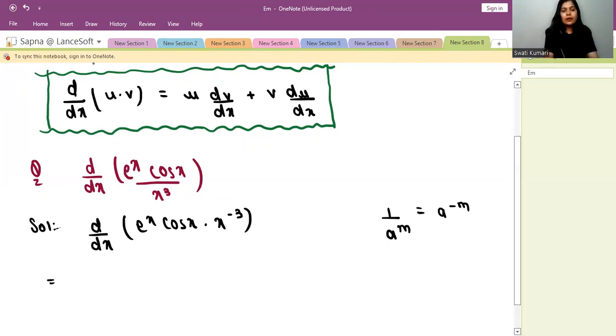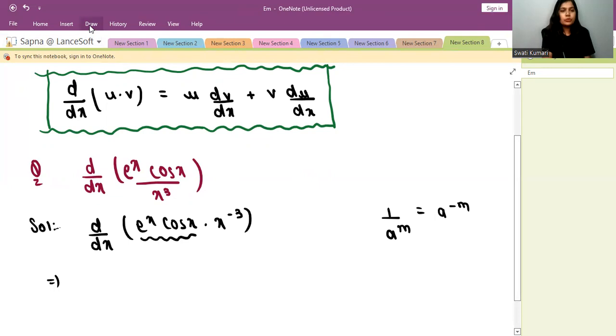Now you can see that we have a product of three functions. We have not yet reached two functions, because earlier we had the product of two functions. It's not that you cannot solve a product of three functions. You can also solve it, because the formula will be the same. But here I'm going to explain this question using the product of two functions only. So I'm going to consider this as u.